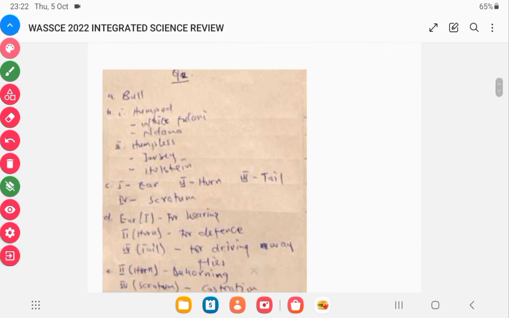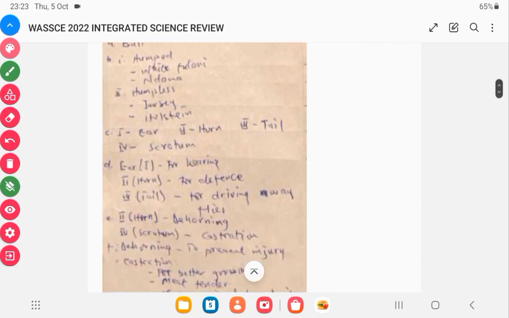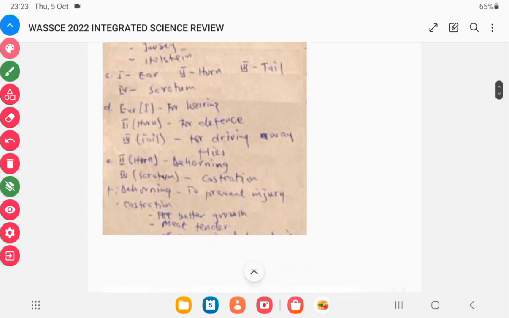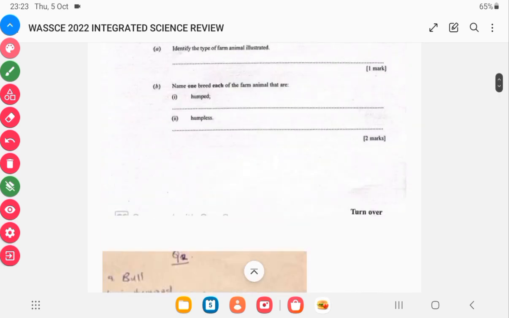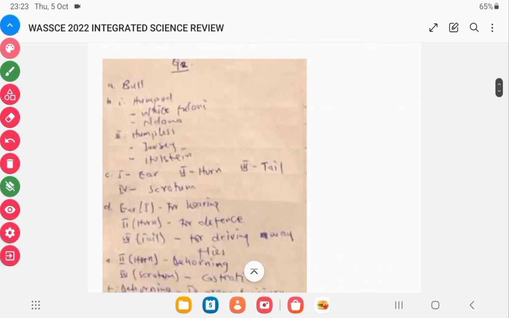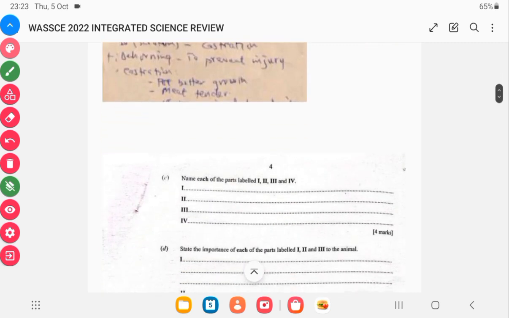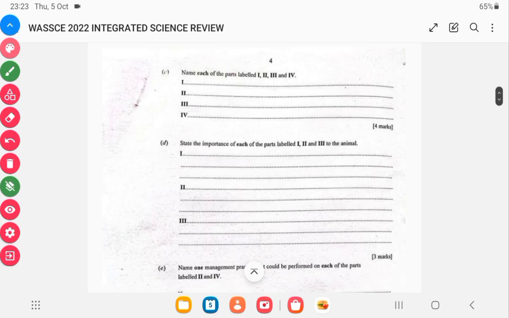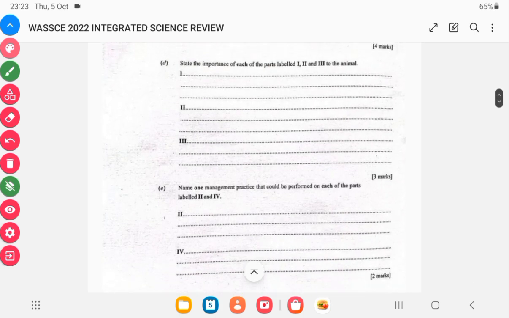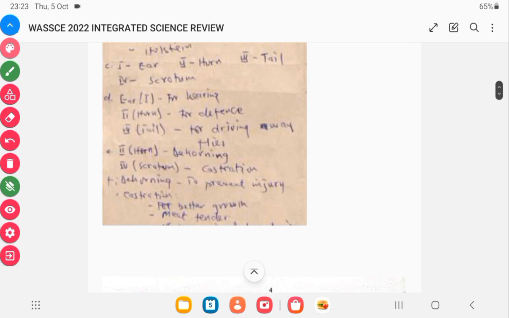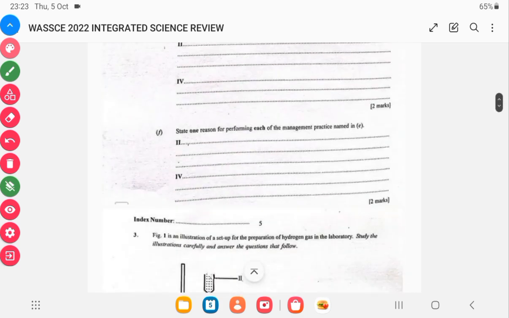So we were later asked for the uses of the ear. It's for hearing, the horn is for defense, and then the tail is for driving away flies. You were also asked for practices that can be performed on the parts labeled. Management practices: so the dehorning and the scrotum castration. The purpose of the dehorning is to prevent injury. Then castration is to make the meat tender and for the bull to grow very well.